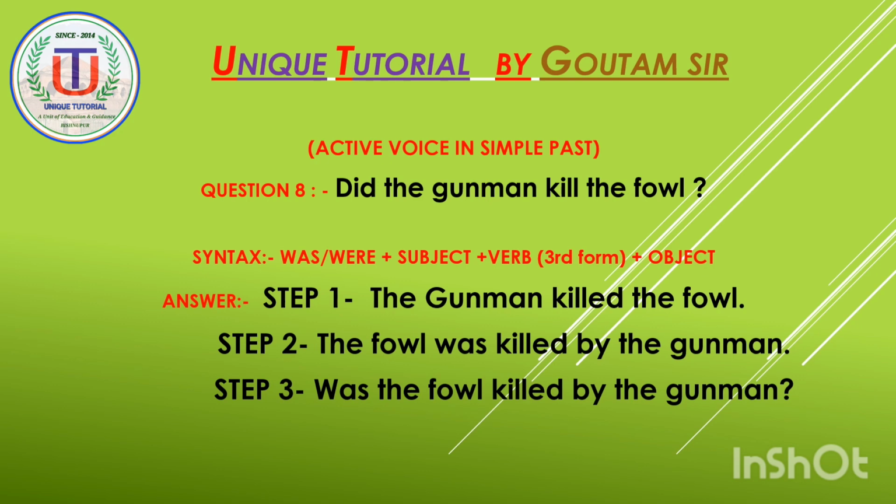Next question is, did the gunman kill the fowl? The sentence is in active voice and in simple past tense. So this is an interrogative sentence. I have to convert this sentence into an assertive one. First step will be to make it assertive. So, the gunman killed the fowl. Then I have to change the voice, that is into passive voice. The fowl was killed by the gunman. Next, I have to make it interrogative. So the auxiliary verb will come in front. Was the fowl killed by the gunman?